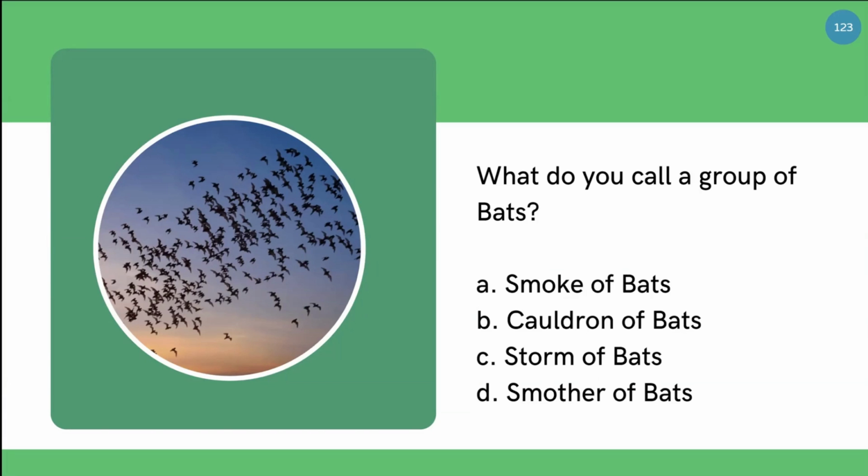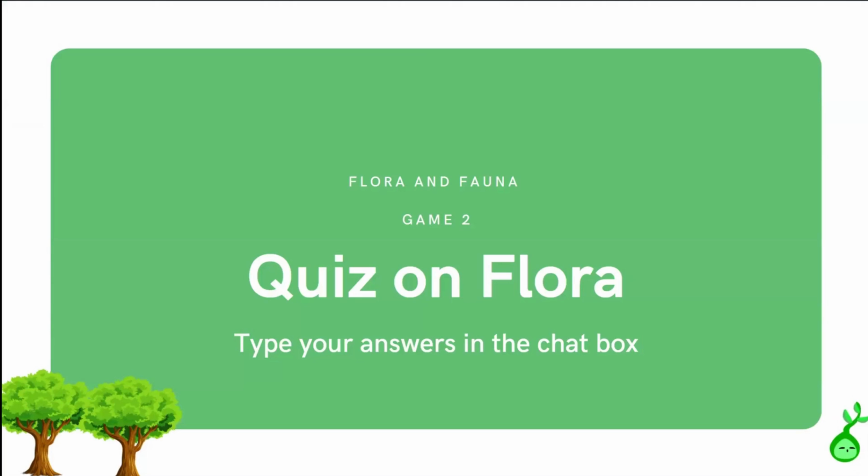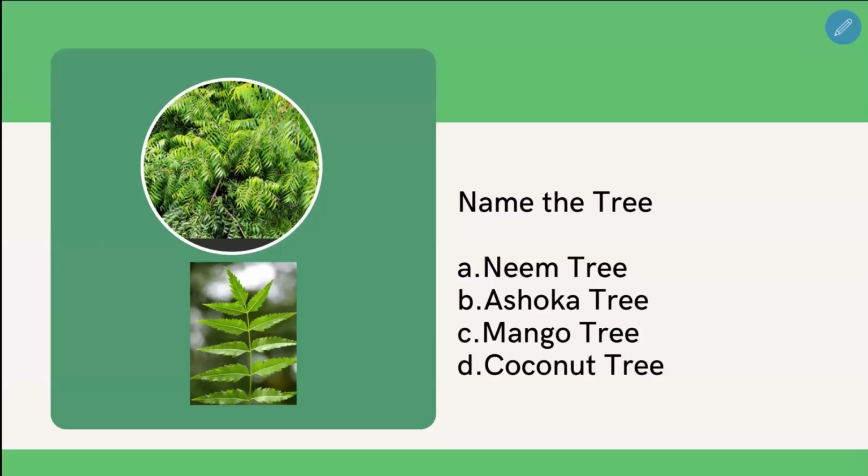I want you all to make a note of it and go to your parents today and tell them what you've learned. Okay, moving on. It's called a cauldron of bats. So now we learned so much about fauna. So it would be unfair if we don't learn something about flora. So I have a few quick questions for you right now on flora. Okay, guess the tree. Which tree is this? I'm getting some answers here.